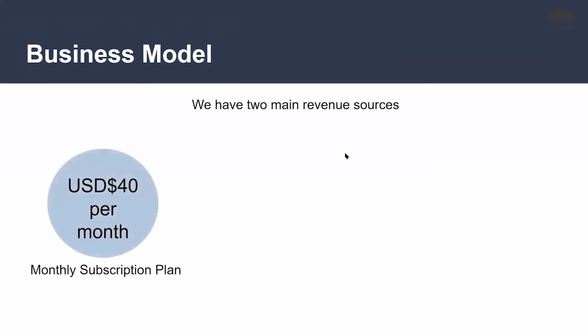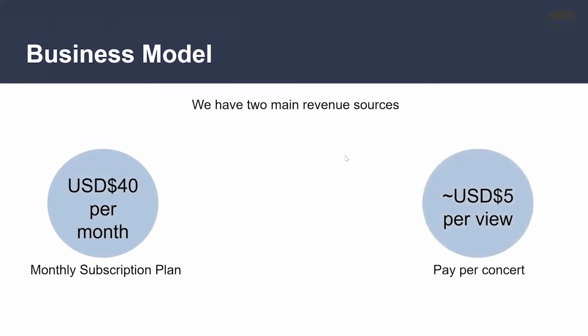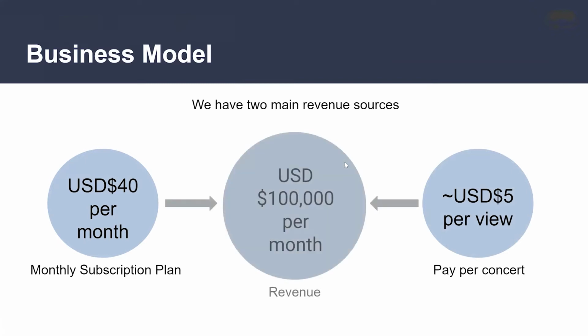So we have two main revenue sources. Consumers pay $40 monthly for a monthly subscription plan, or pay around $5 per event, as the prices may vary from concert to concert. The factors affecting it are mainly the popularity of the artist, the price of physical tickets, and the length of the shows. Together, we are planning to have $100,000 of revenue per month in the first stage.